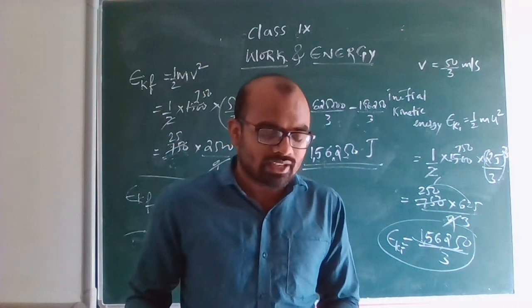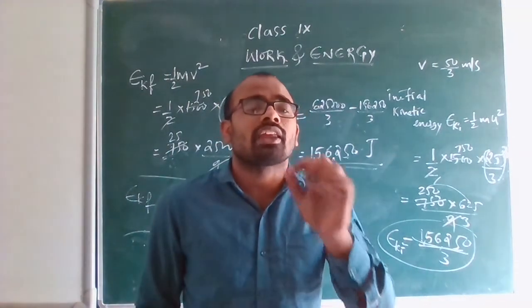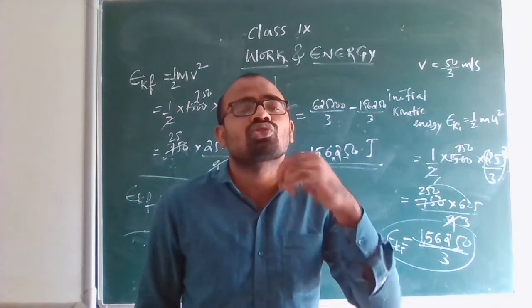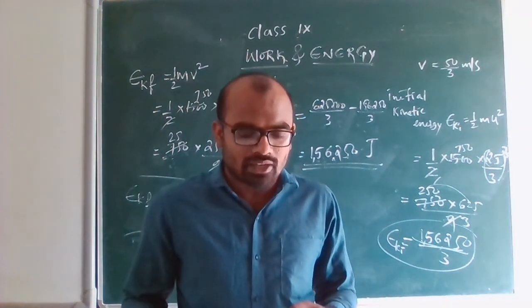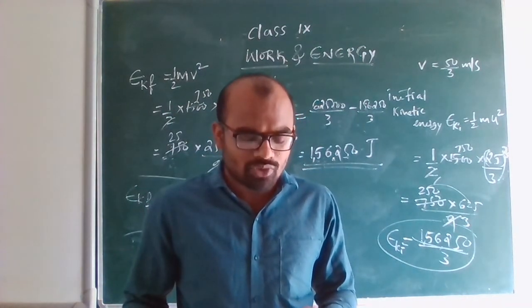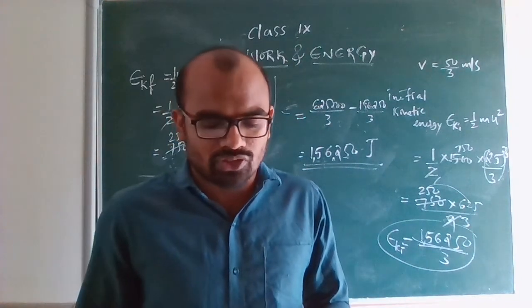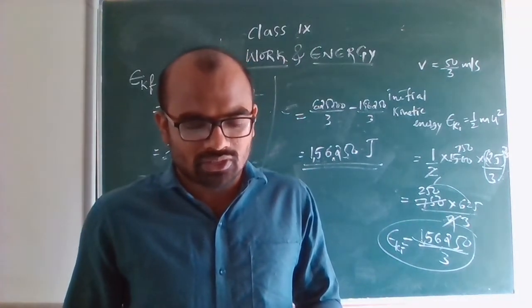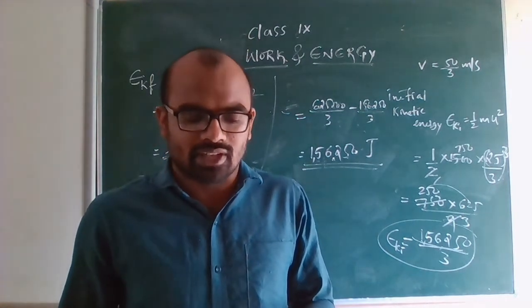What is the kinetic energy of an object? Kinetic energy of an object is nothing but the energy possessed by an object by virtue of its motion. Write an expression for the kinetic energy of an object: half mv square. The kinetic energy of an object of mass m moving with a velocity of 5 meter per second is 25 joules. What will be its kinetic energy when its velocity is doubled? What will be its kinetic energy when its velocity is increased 3 times?